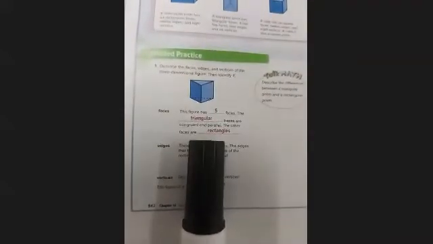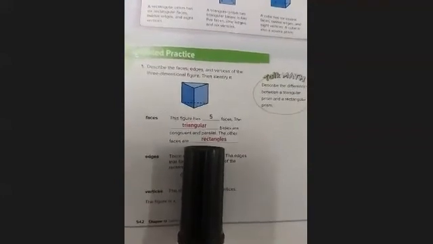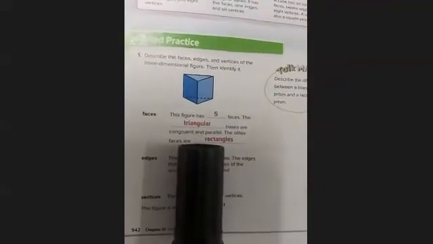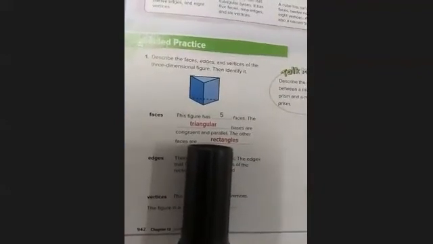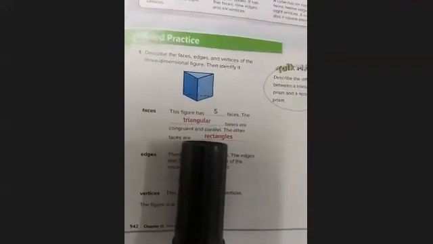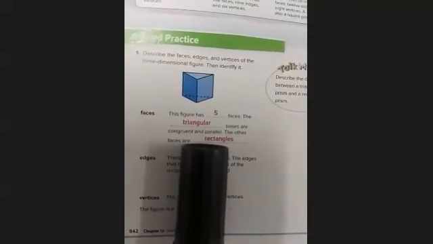Abdullah. Yes, Mr. Abdullah. Yalla ya Abdullah, read. There are edges. How many edges? What's the edge, Abdullah? Do you know what the edge is? The lines. How many line segments are here? Can you count them? 8.